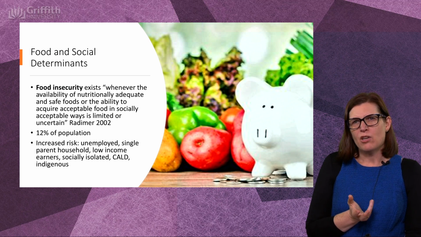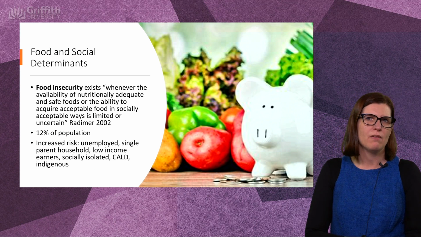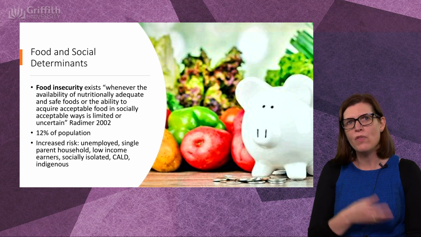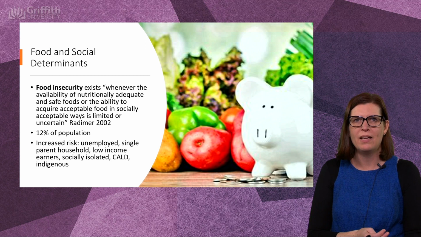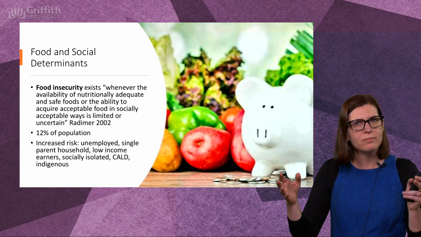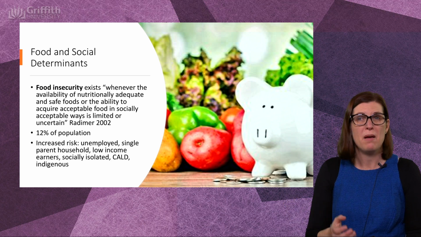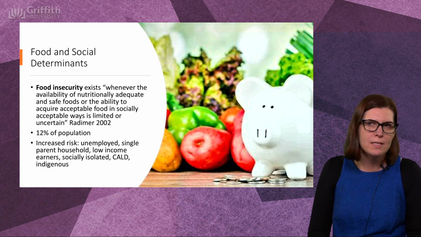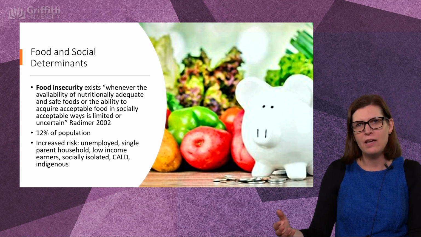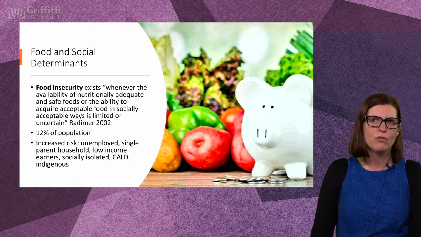So what is food insecurity and not having enough disposable income for food? It exists whenever the availability of nutritionally adequate, and that's a key point, and safe food, or the ability to acquire it in an accessible way, is limited or uncertain. That's food insecurity. Now, it is a spectrum, and it may be a temporary issue, or it may be a more permanent issue. The estimation from the literature is around 12% of the population at some stage have some form of food insecurity.